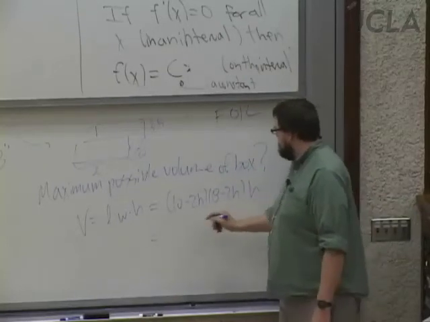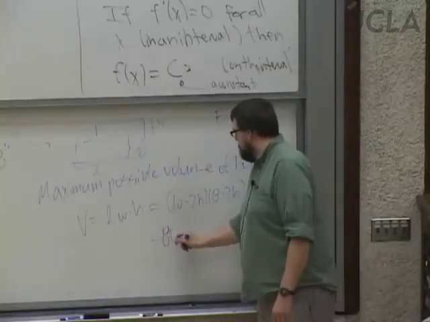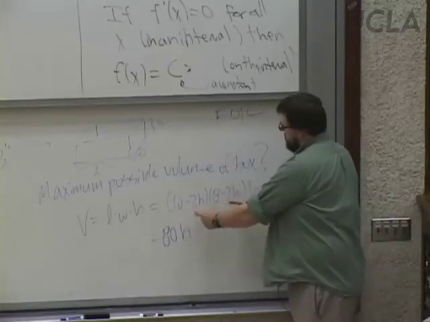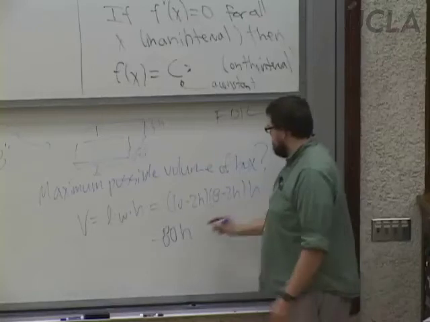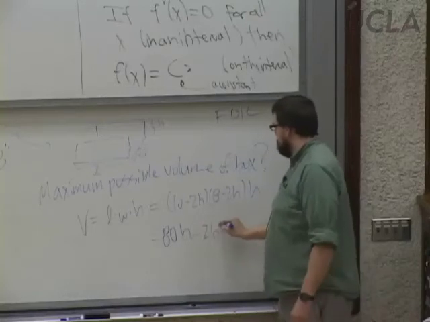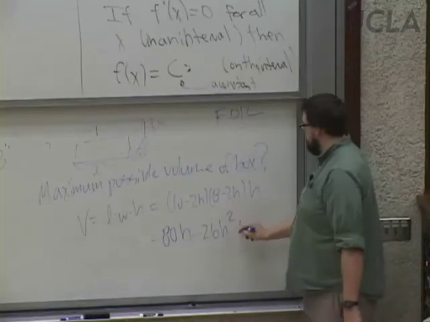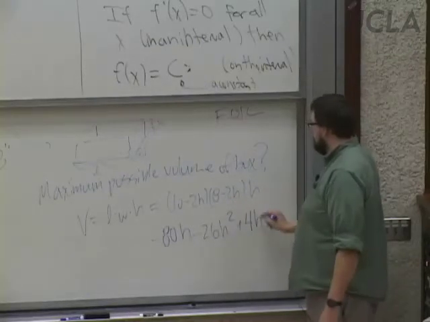So if I do that, you get 80 times h minus 20h minus 16h. That's another h. That's minus 36h squared, minus 2h times minus 2h times h would be plus 4h cubed.